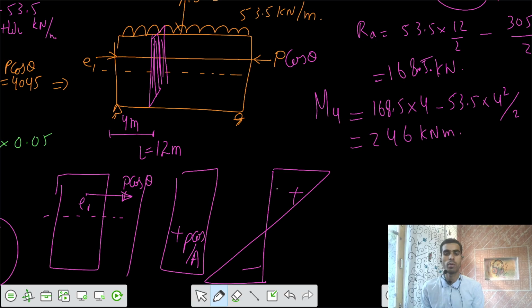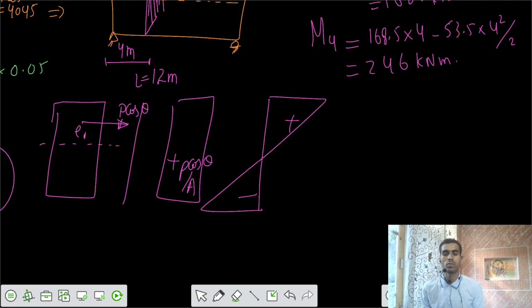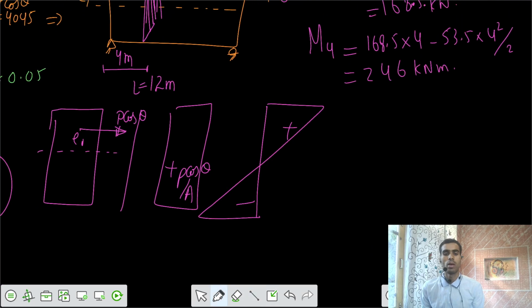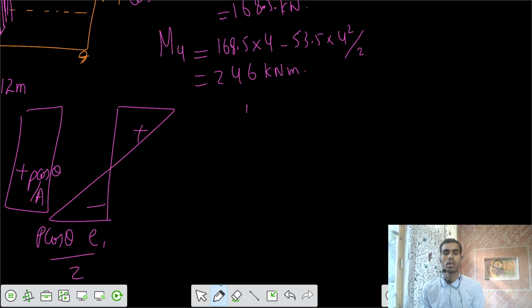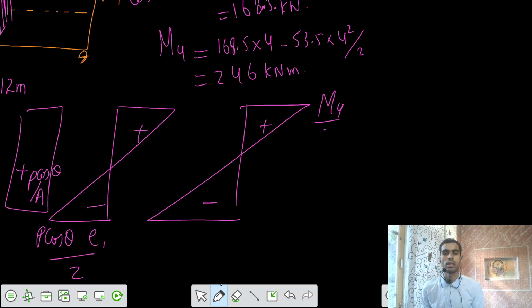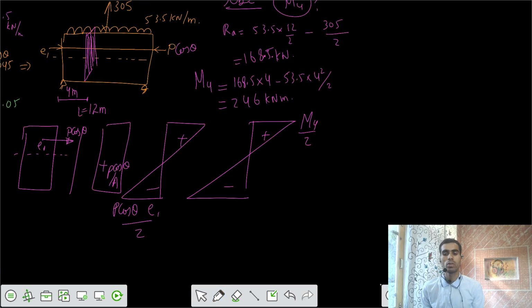So our values would be P cos theta, and this stress would be P cos theta E1 by Z. And the third one is because of the external moments we have, plus minus, that's M by Z, that's M4 by Z. And let's solve the values.